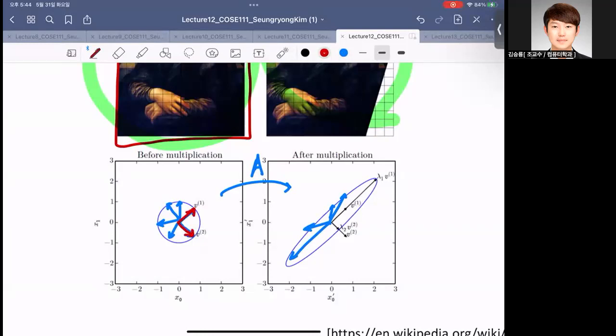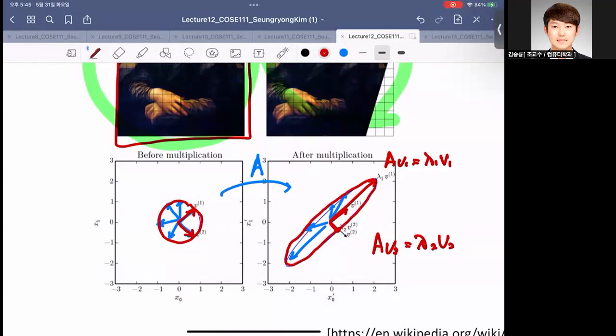V1 and V2. In this case, the transformed vector A V1 is going to be just a scalar multiple of the original vector V1. It looks like this. Or A V2 is going to be lambda 2 times V2. Like this. So when we consider this unit circle, the transformed vectors are going to form an ellipsoid like this, right?